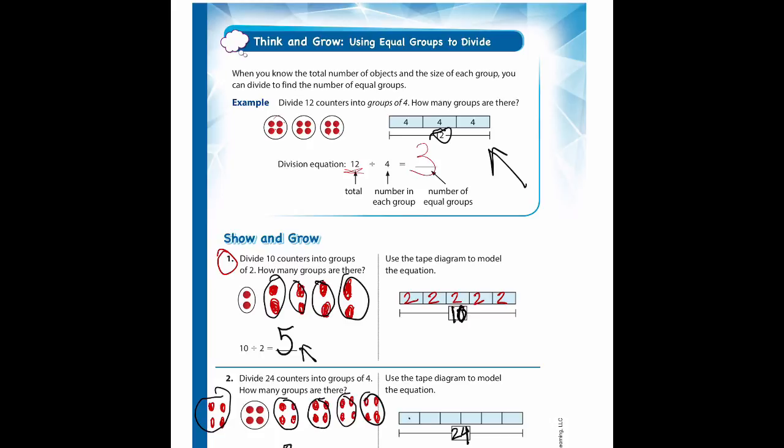How many did I have in each? In this case, I had 4 and 4 and 4 and 4 and 4 and 4. So I had 4 in each group. If you need to, go ahead and pause me and finish up. I'm going to move on to the next page.